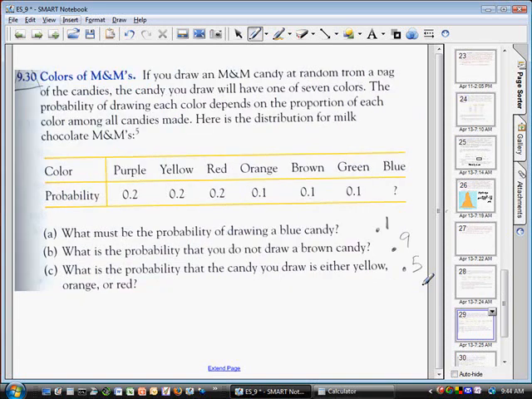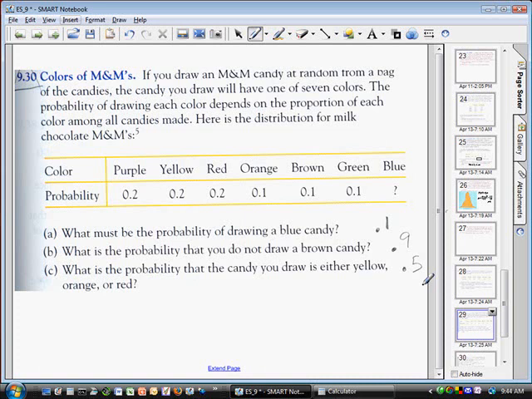Another one, 930, colors of M&Ms. If you draw an M&M candy at random from a bag of M&Ms, the candy you draw will have one of 7 colors. The probability of drawing each color depends on the proportion of each color. I'm amazed that somebody sat and figured this one out, but anyway, here's the distribution. As you can see, they're not all equal, are they? And in fact, one is missing.